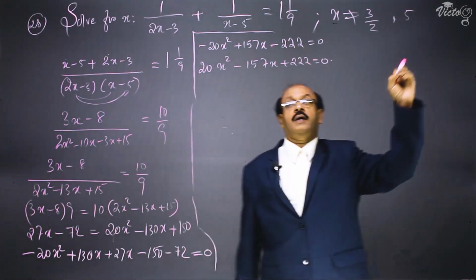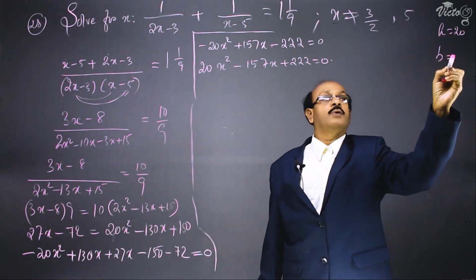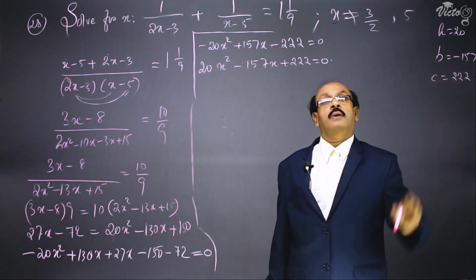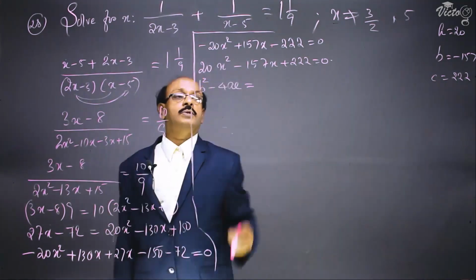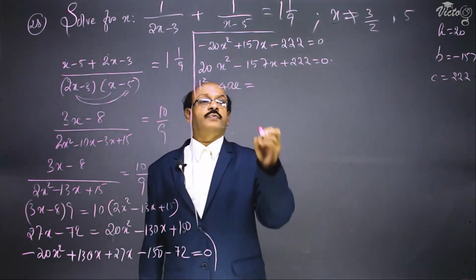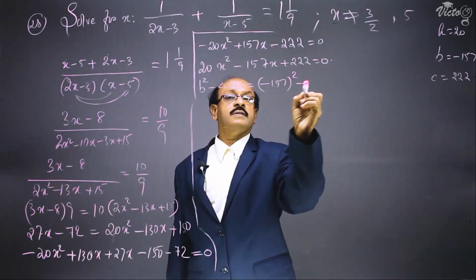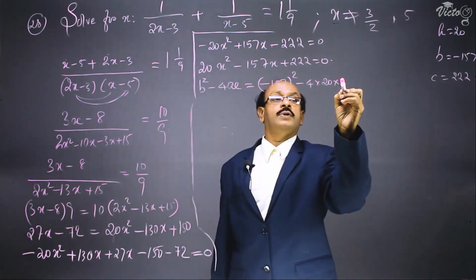Here the value of a is 20, b is equal to minus 157, c is equal to 222. We can find the value of b square minus 4ac, which is equal to minus 157 the whole square minus 4 into 20 into 222.